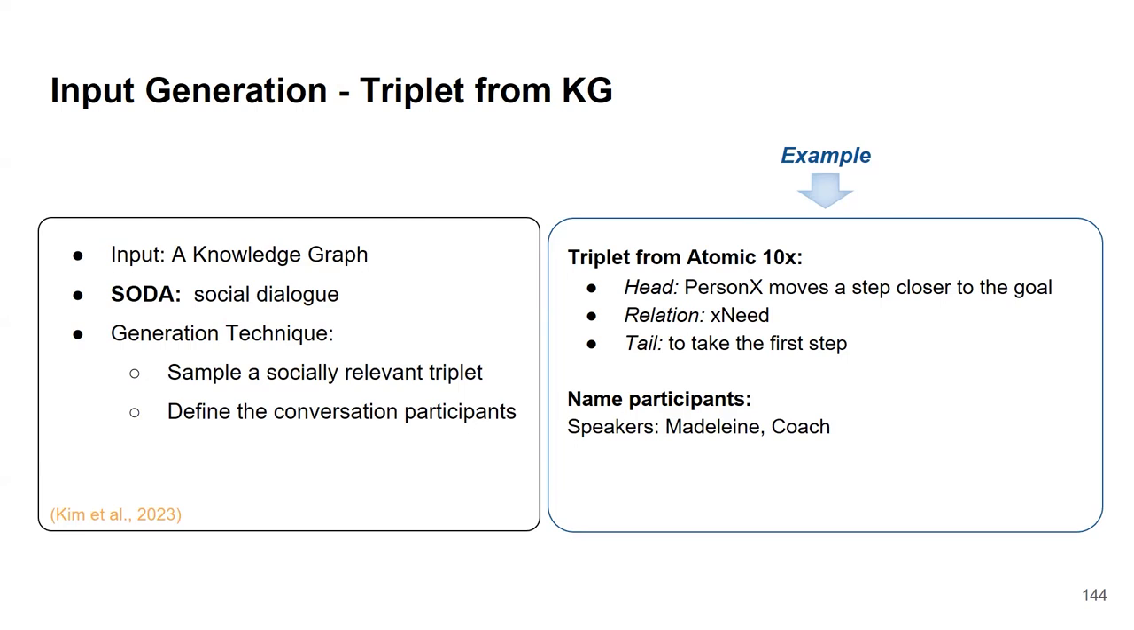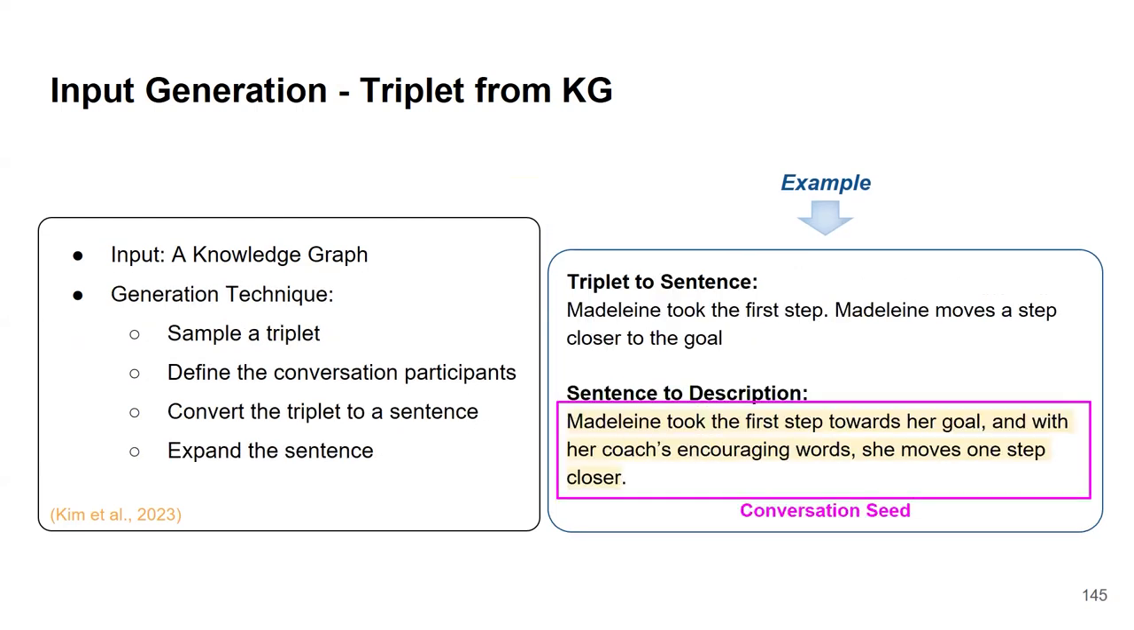For example, Soda generates a description based on the triplet of the knowledge graph. They first sample a triplet, and then define the conversation participants. Then, using predefined templates customized based on the relation of the triplet, they convert this triplet to a sentence, and then ask the LLM to generate a description based on this sentence, and this description can be used as a conversation seed.